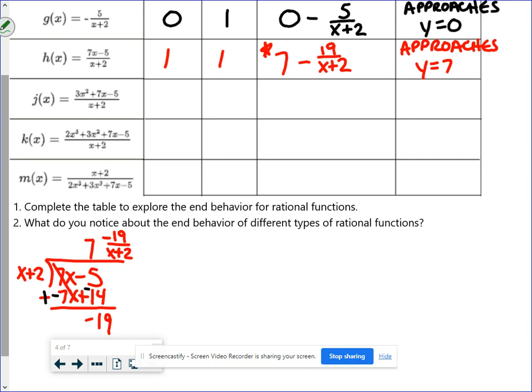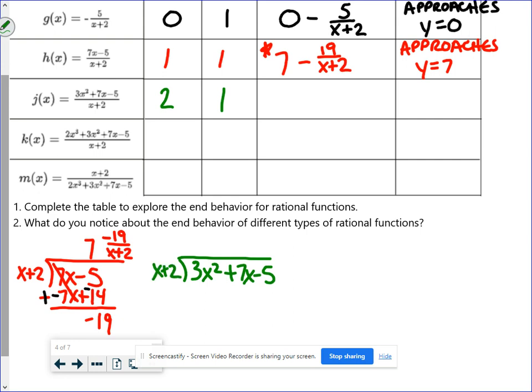All right, for the j function, the degree of the numerator is 2 because we've got a power of 2. Degree of the denominator is 1. So we've got a larger exponent in the numerator. We're going to have to do our division here also. I've got 3x squared plus 7x minus 5, and we're going to divide by x plus 2.